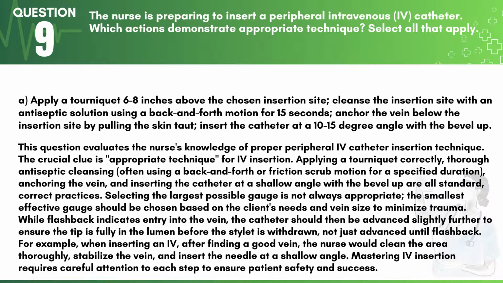The smallest effective gauge should be chosen based on the client's needs and vein size to minimize trauma. While flashback indicates entry into the vein, the catheter should then be advanced slightly further to ensure the tip is fully in the lumen before the stylet is withdrawn, not just advanced until flashback.